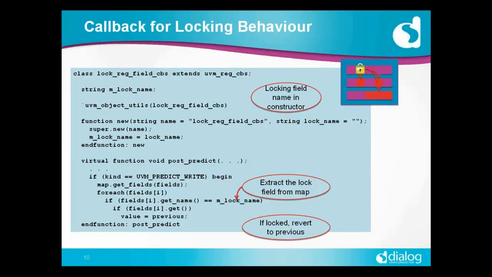So here what we do in the post-predict function is we say, okay, if we've seen a write, we'll actually run through a bit of code down here. We won't go through the details too much, but basically we get all the fields from the map, and we look for a field with the same name as the lock name. And if the value of that lock field, which we get back with a get function, is non-zero, then yes, we're just going to say value is equal to previous. And what that means is just don't set the value. So we go back to what it was.